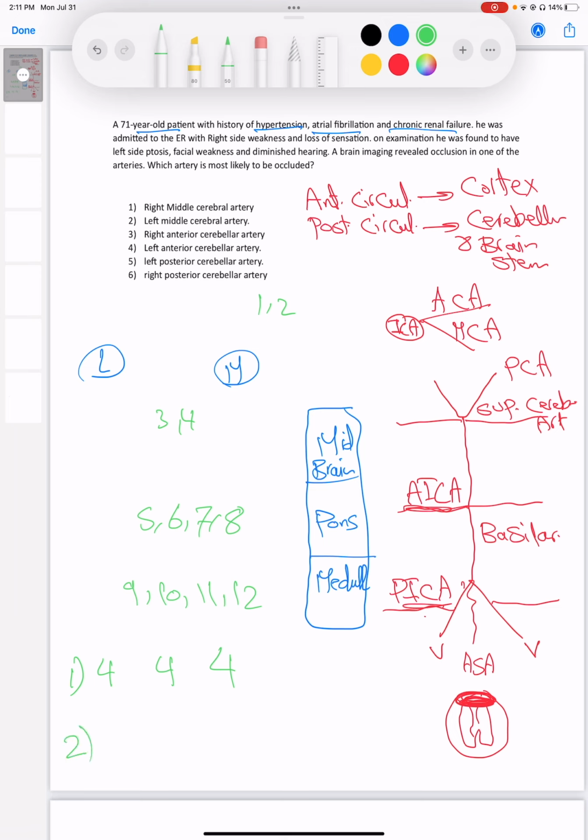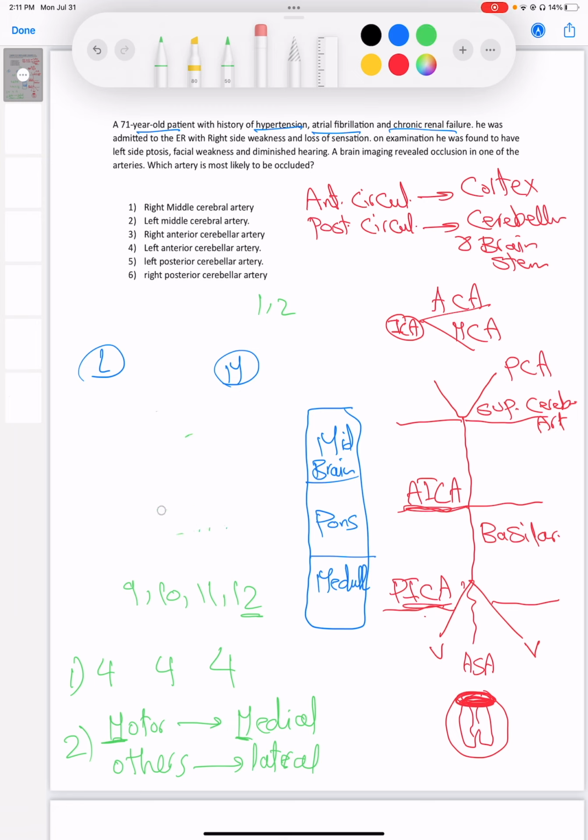The second rule says motor nerves are medial, others are lateral. And what I mean by motor is pure motor, okay? M with M. So which of those are motor? We have 3 and 4 motor, and we have 6 motor, and we have 12 motor. So let's just rearrange this pretty fast. Here we go. So we have here 3 and 4, then 6, then 12, and the rest are lateral.